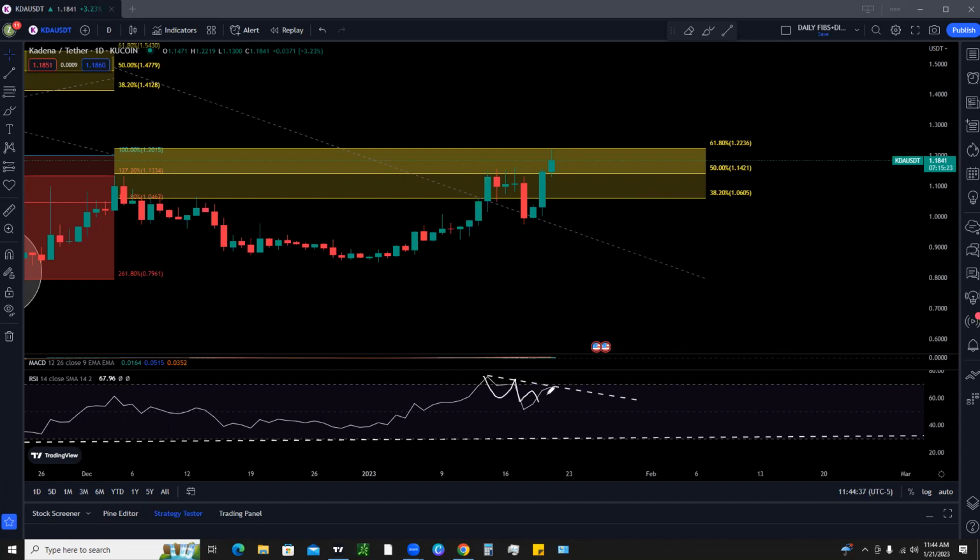What we want to see is we want to see us break this trend line, okay, and bounce on it as support and flip it from a resistance to a support. If we can do that, we can break through the bearish divergence, and that's essentially what we're going to be looking for.